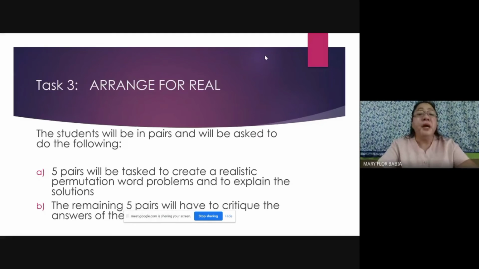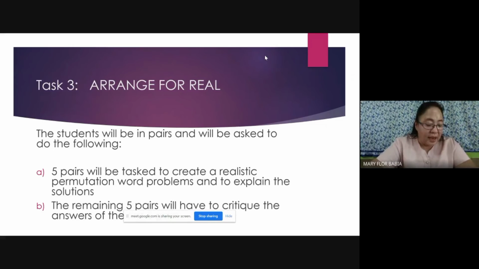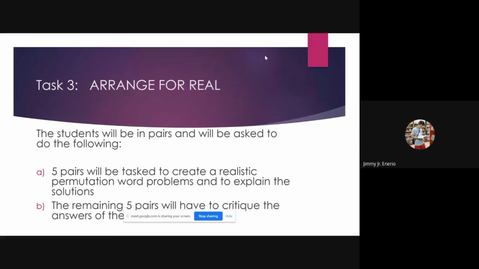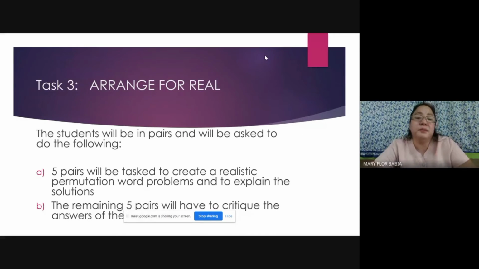So this time, you will be the one to make a problem. You make a statement, then we'll find your explanation, and somebody will correct whether your explanation is correct or not. Okay? Can I have Jimmy? Yes, ma'am. Can you give an example, Jimmy? Romaxia has 8 potted plants and it was planned to be planted in 3 rows. In how many ways can Romaxia arrange the potted plants in a row?